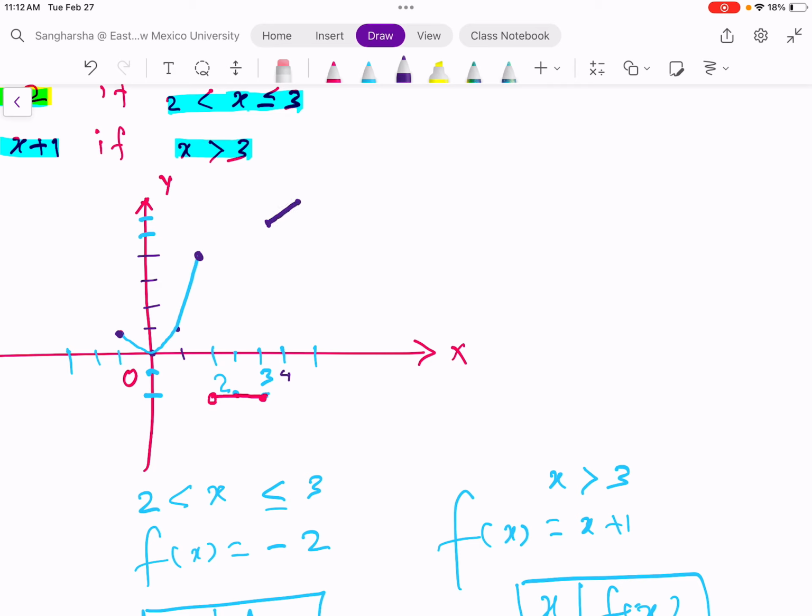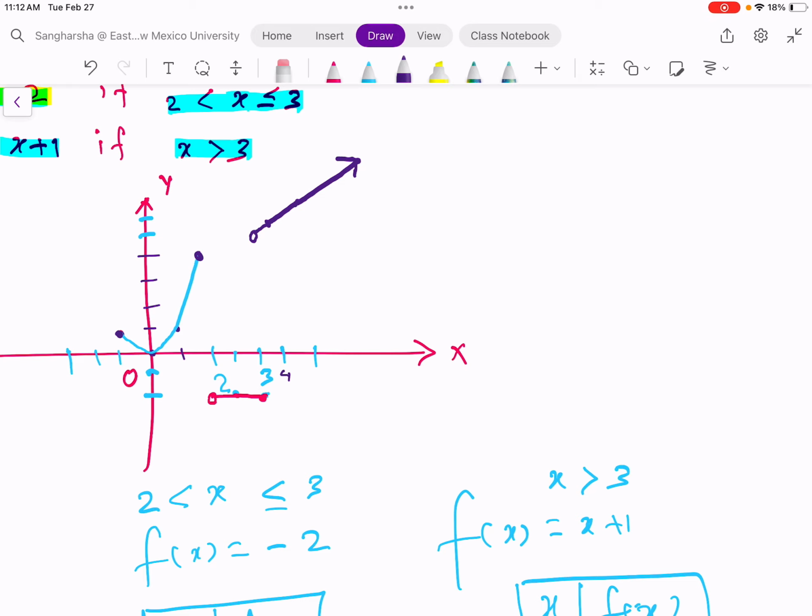Now how far can we extend this graph on the left side? Up to 3. And what happens at 3? At 3 we're going to have an open circle. Now what about on the right side? We can extend all the way to infinity. It's not possible to draw, but you can give an arrowhead, which means the graph extends on the right side.